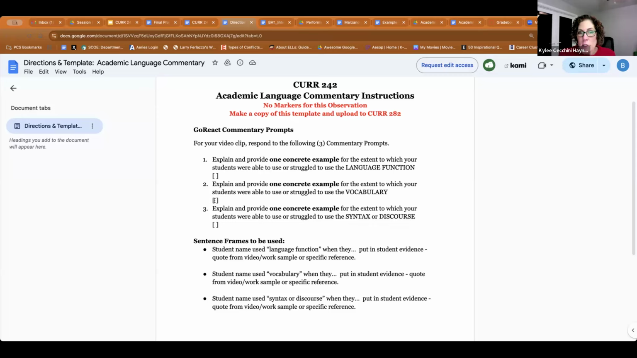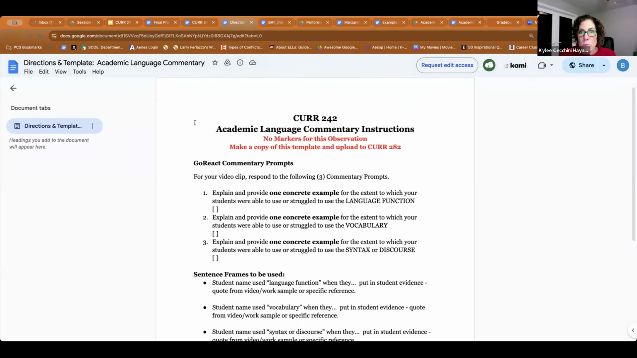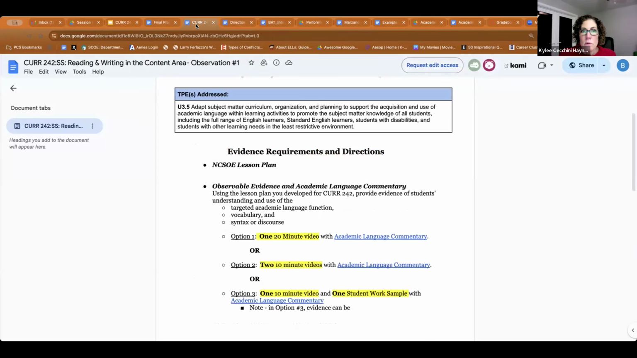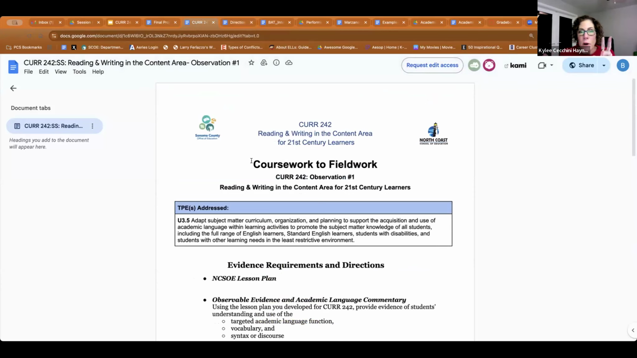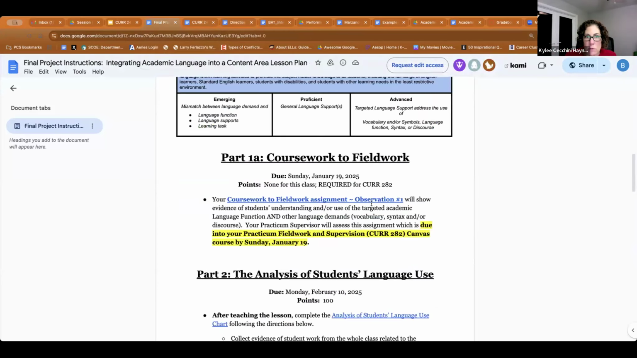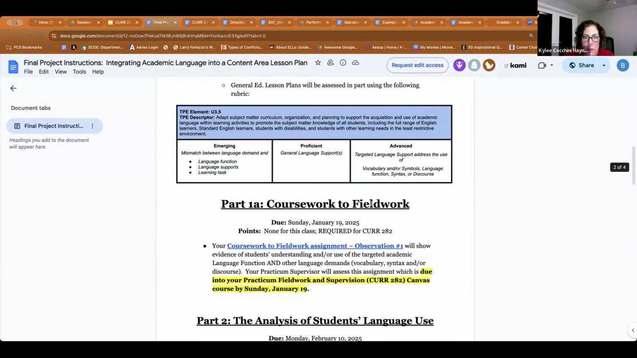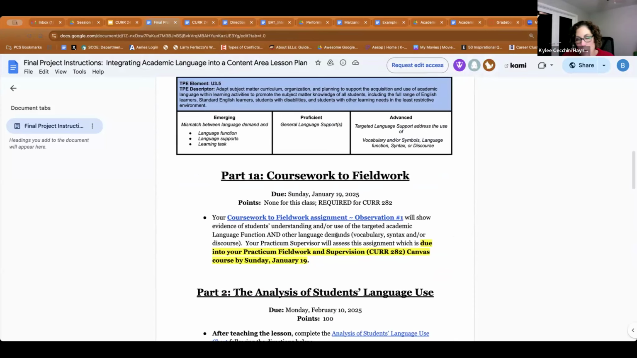So that is the part 1A, your coursework to field work. Okay, so let's go back here. So now we've gone through the lesson plan, we get it. Coursework to field work, I don't give it any points. I don't even look at it. Your field supervisor, that's all them.